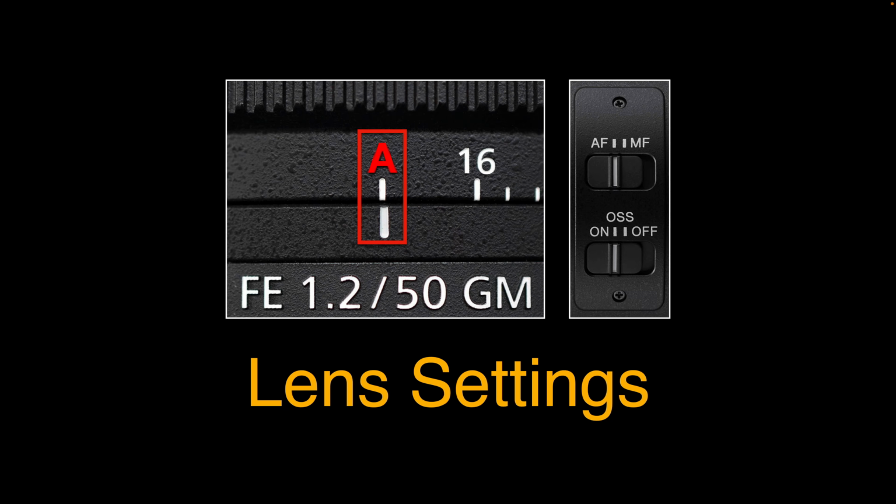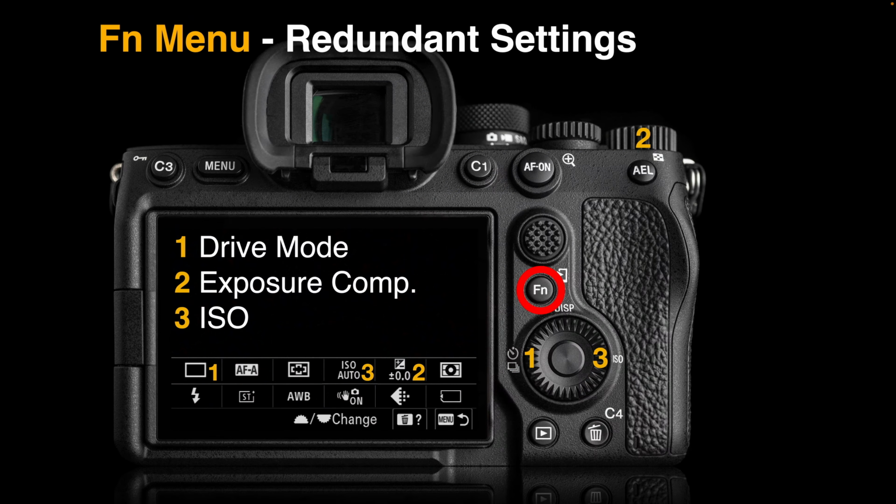There are a couple of other things on the lens. You just want to make sure that the AF-MF switch is switched to AF, and the OSS, that's the optical steady shot, is also switched to on. Then of course we're ready to start.